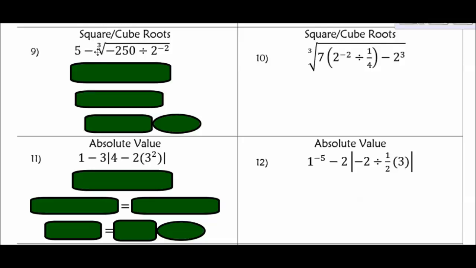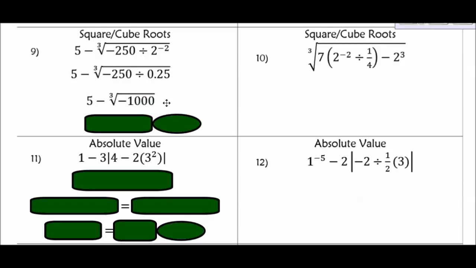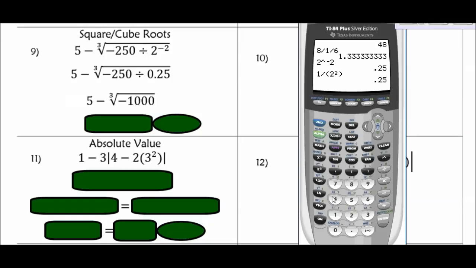It still serves as a grouping symbol. So we want to do everything inside of there, following order of operations first. So we're going to do 2 to the negative second. That changes into that 0.25. Nothing else changed yet. Now I'm going to do this division. Negative 250 divided by 0.25. That's negative 1,000. And now I'm going to do the cube root of negative 1,000.